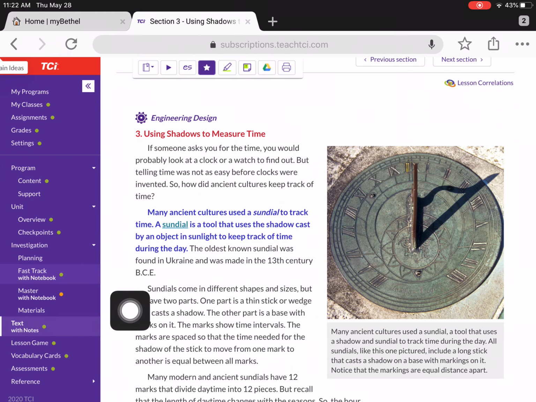Next paragraph. Sundials come in different shapes and sizes, but all have 2 parts. One part is a thin stick or wedge that casts a shadow. The other part is a base with marks on it. The marks show time intervals. The marks are spaced so that the time needed for the shadow of the stick to move from one mark to another is equal between all marks.